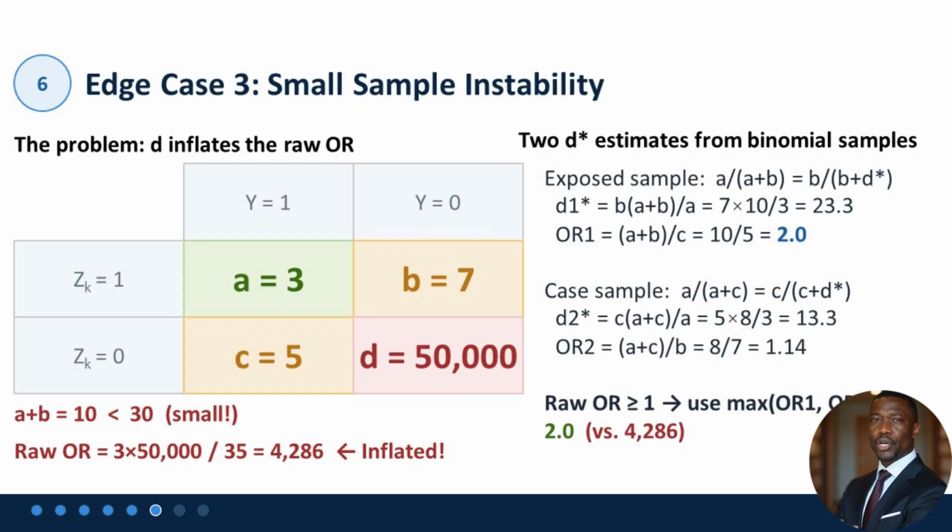Because the raw odds ratio is greater than or equal to 1, we take the maximum of OR1 and OR2, giving a final adjusted odds ratio of 2.0, a reasonable estimate, versus the inflated 4,286. If the raw odds ratio were less than 1, we would take the minimum instead.